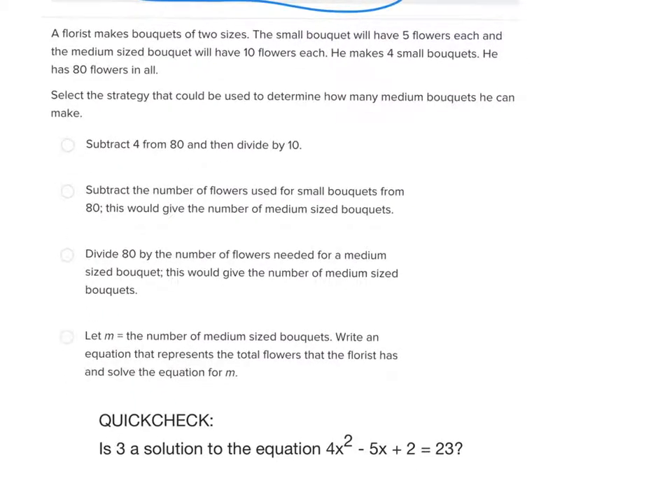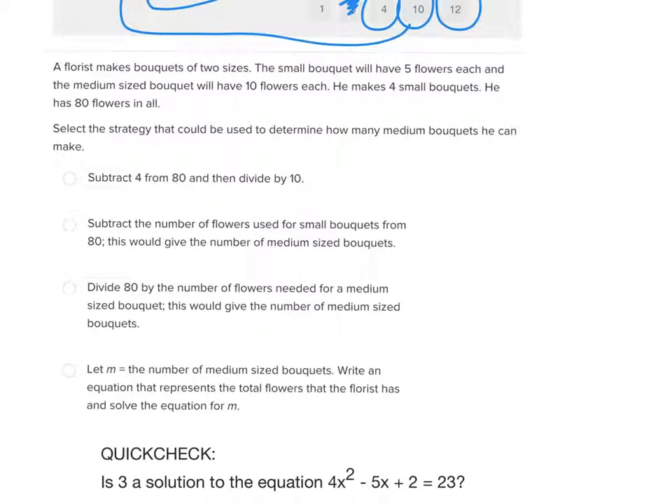Next example, and last example. A florist makes bouquets of 2 sizes. A small bouquet will have 5 flowers each, and the medium-sized bouquet will have 10 flowers each. He makes 4 small bouquets. He has 80 flowers in all. Select the strategy that could be used to determine how many medium bouquets he can make.